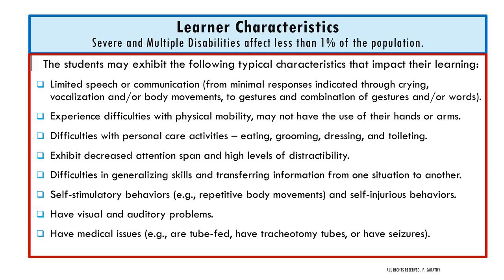And they may also have difficulty transferring information from one situation to another. And some of the children may engage in self-stimulatory behaviors and self-injurious behaviors. And they may have repetitive body movements or facial movements. And also this population may include children with visual impairment and auditory impairment. And in addition, they may have medical issues, and some of them may require tube feeding, and they may have a tracheostomy tube, or they may experience seizures.